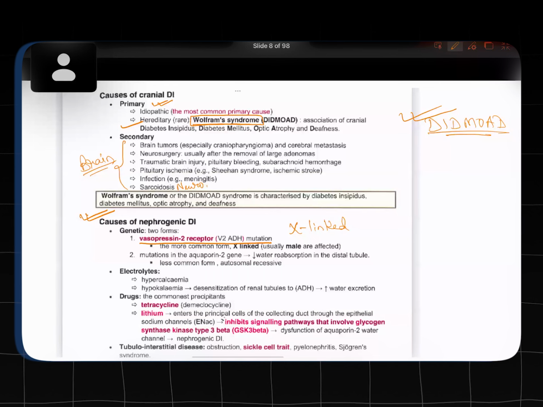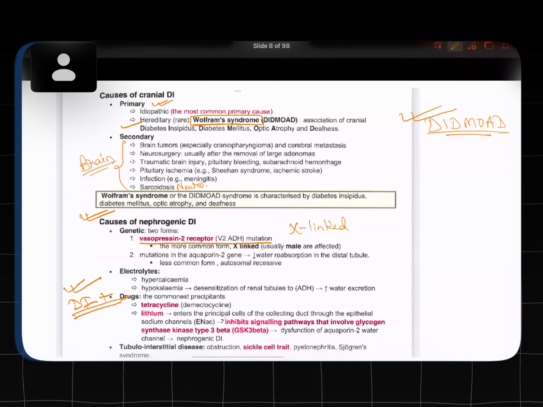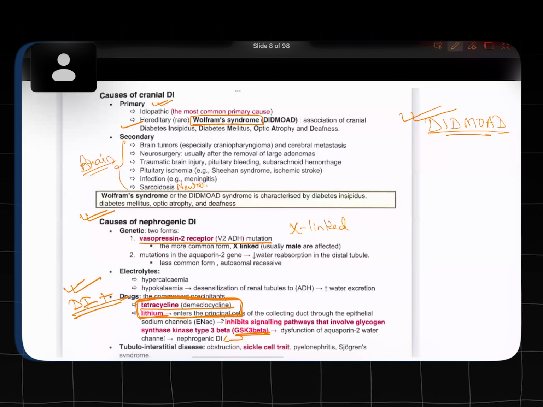Okay. Now we have already discussed the CRF and the drugs. Now it is DI and the drugs. Again, an exam hot topic. The drugs are tetracycline, demeclocycline, lithium, and these signaling inhibitors, which mainly cause nephrogenic DI. These are the 2 drugs which have already come up in the exam multiple times: lithium-induced diabetes insipidus and tetracycline.